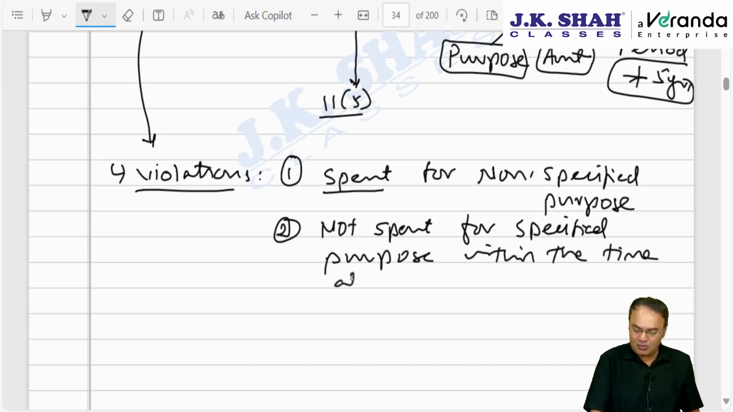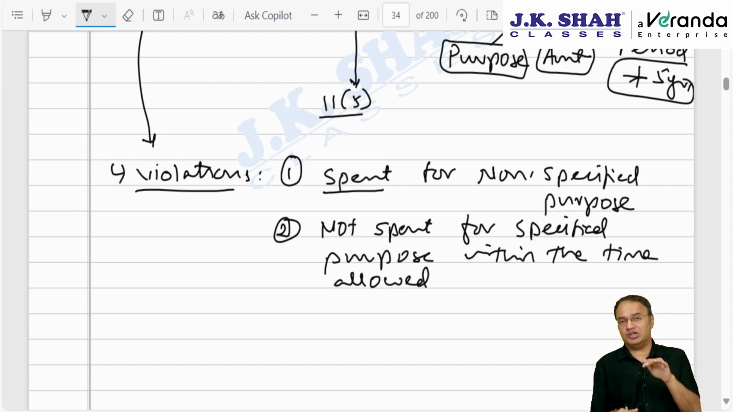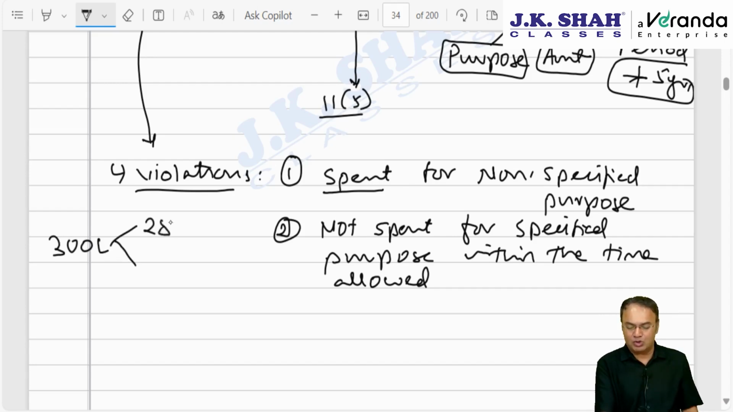How much time is allowed? Maximum 5 years. Within that time, the trust did not spend for the specified purpose. The specified purpose was hospital. Hospital is not constructed, or constructed but the full amount is not spent, whatever was accumulated. Say the trust accumulated 300 lakh but could spend, hospital is ready but they could spend only 285. Then the remaining 15 will be taxable at 30% rate.